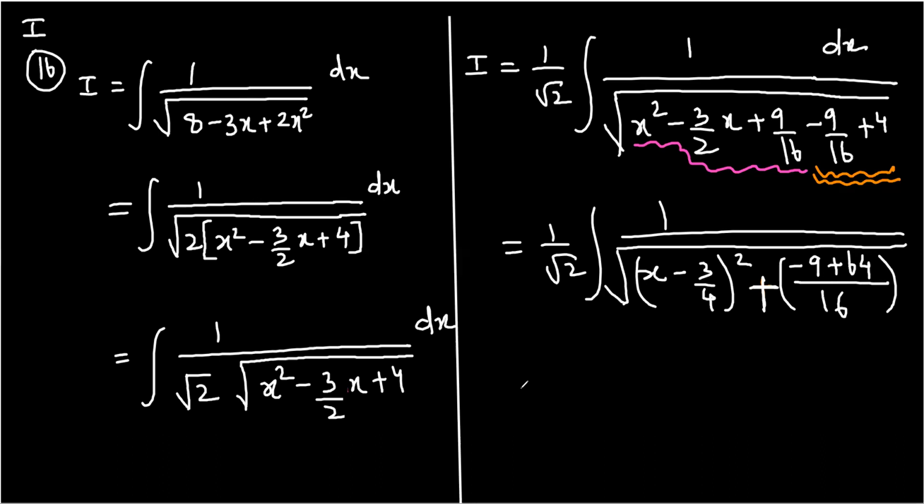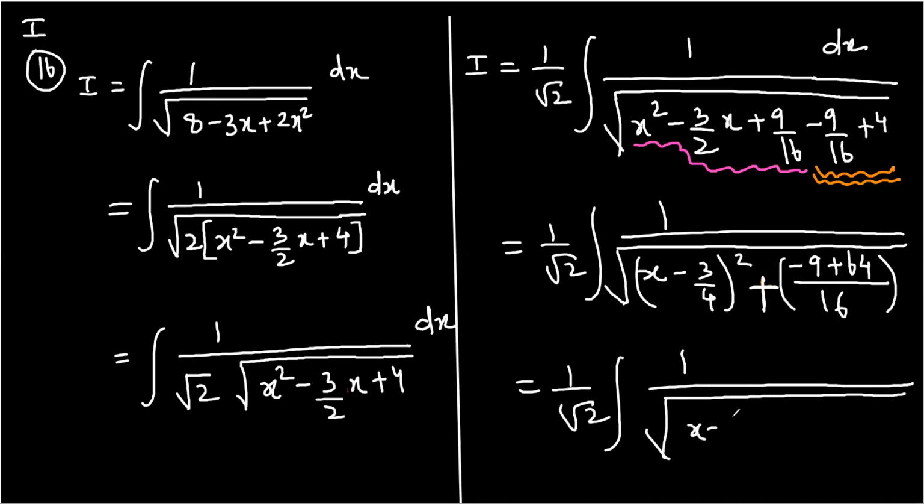So the next step you get is 1 over root 2 and 1 upon square root of (x minus 3 by 4) the whole square plus 64 minus 9, 64 minus 10 would be 54. So this is 55, 55 upon 16. And here you have dx. dx shouldn't be forgotten. So I have I equals 1 over root 2 integral 1 dx.